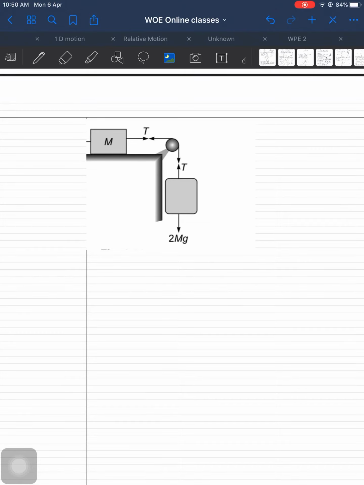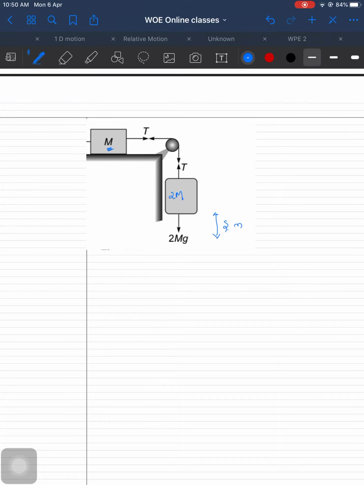Hi students, we are continuing the work-energy problems. So this is the mass of 2m and this is the mass of m. Now our question is: the 2m mass is displaced over s meters. Find the net work done on the entire system.